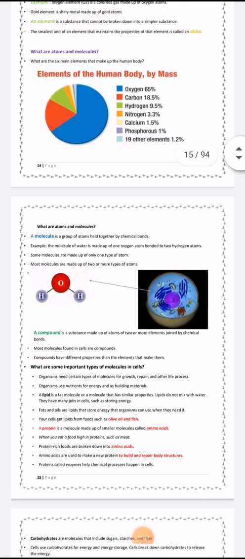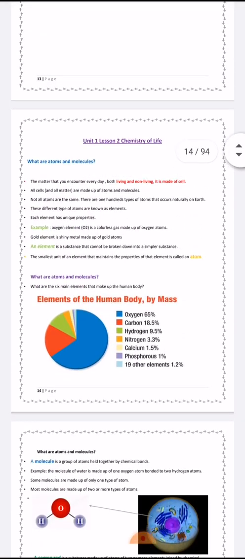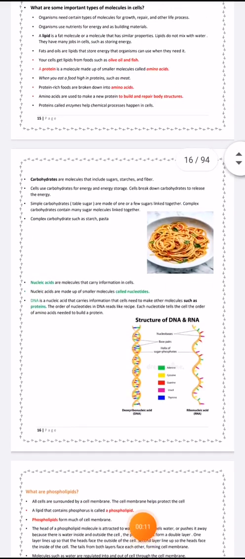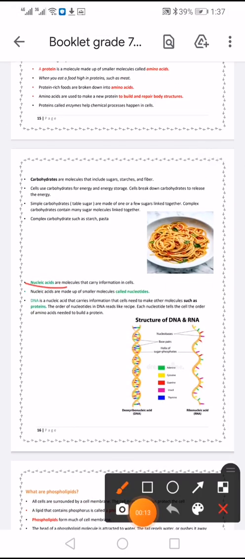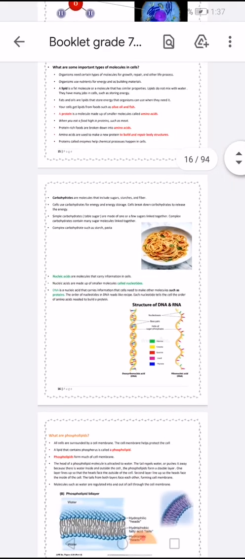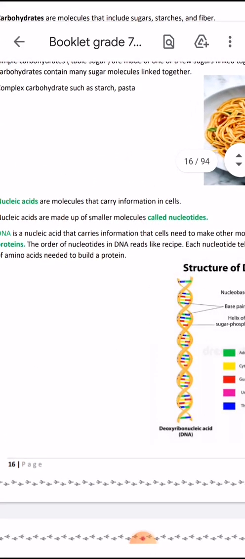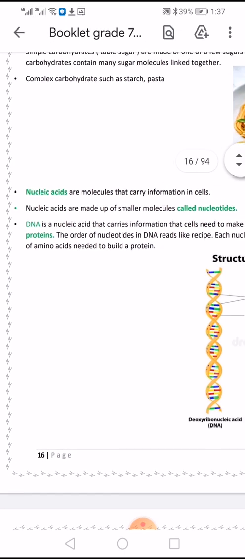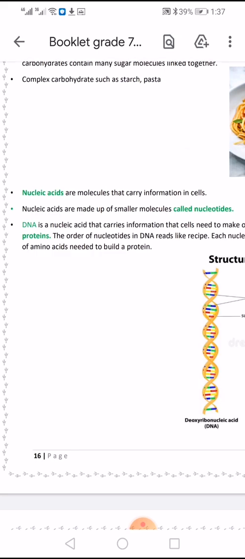Today we are going to continue Unit 1, Lesson 2, Chemistry of Life. So today we are going to take nucleic acid. What's meant by nucleic acid? Nucleic acids are molecules that carry information in a cell. Nucleic acids are made up of smaller molecules called nucleotides.